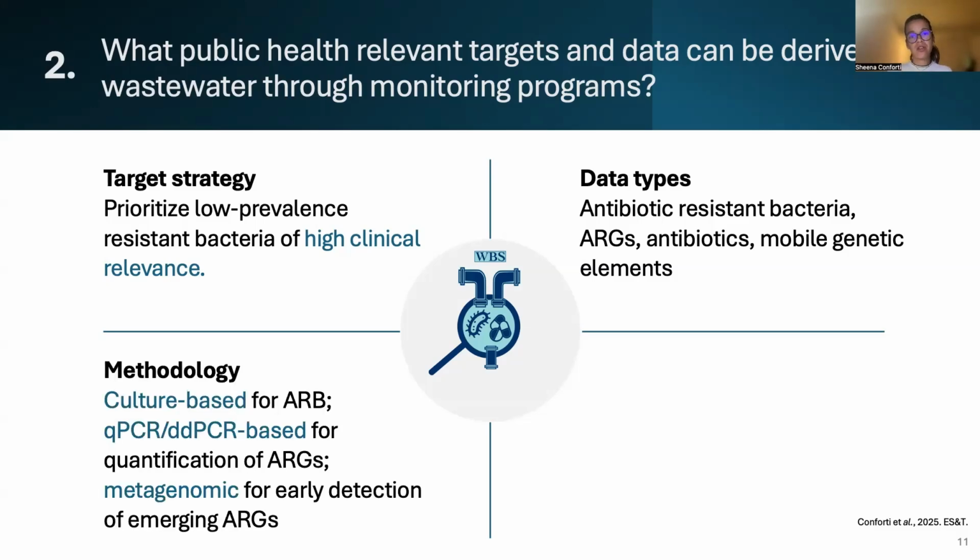So if we want to measure and enumerate bacteria themselves, then we need to grow them using culture-based techniques. If we want to quantify the concentration of resistant genes, then we could use qPCR, dPCR, so target amplification. But if we just want to know whatever there is out there, everything, then we could use metagenomics. And so we just sequence whatever there is in the wastewater, and maybe we could find out newly emerging antibiotic resistant genes. And so, depending on what you measure, you use different methods.